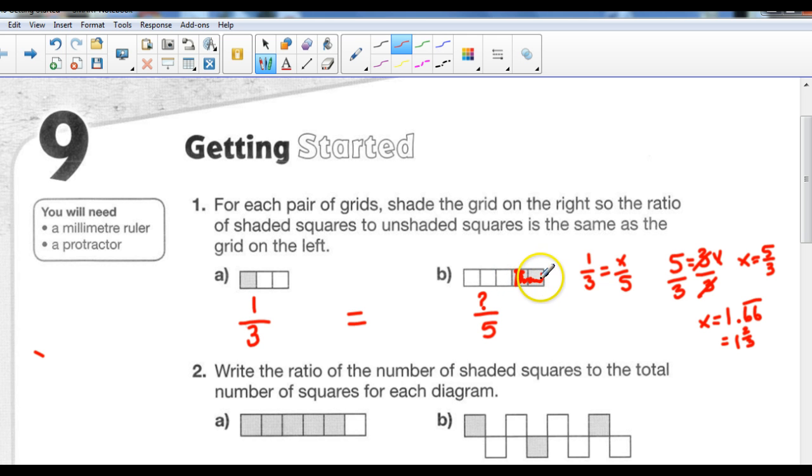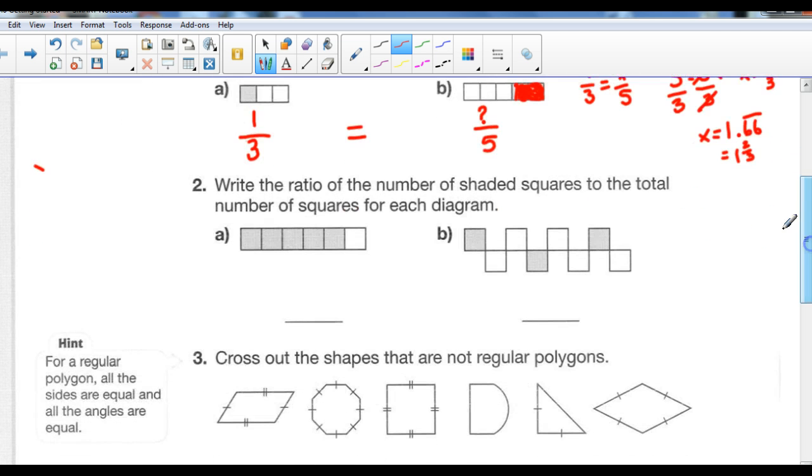So it's not quite 2, okay? It's 1 2/3. So that there is what we would have to do to get the same ratio. Okay, it's a little bit less than 2, it's 1 2/3.